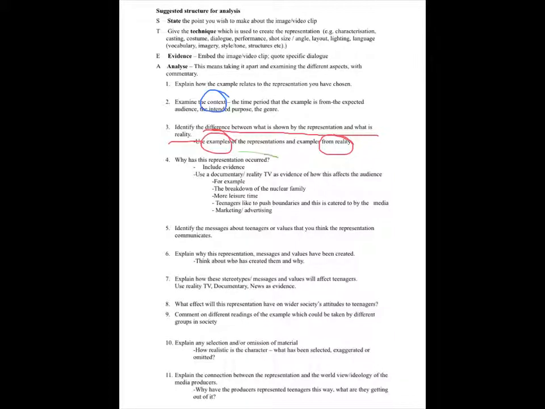Next, you'll need to do some research as to why the representation has occurred, and perhaps use a documentary or some reality TV as evidence as to why the representation has occurred. So, for example, if you're looking at teenagers being represented as anti-authority and reckless and crazy, you could look at the fact that this representation has occurred because the nuclear family is broken down.